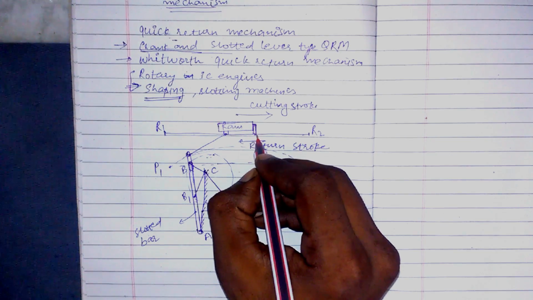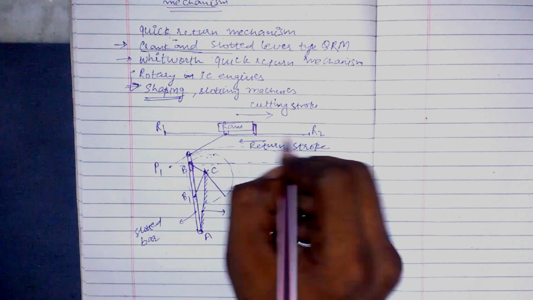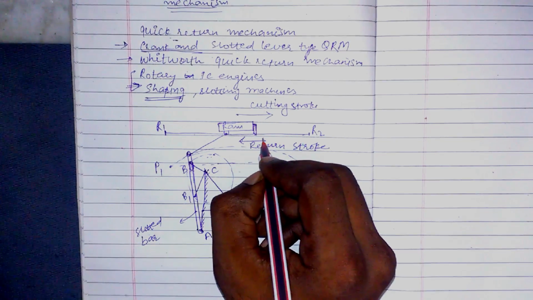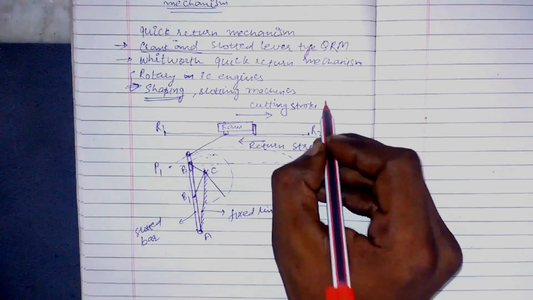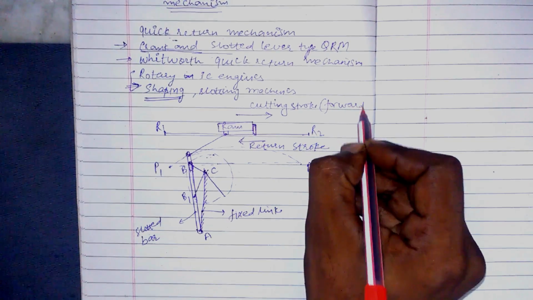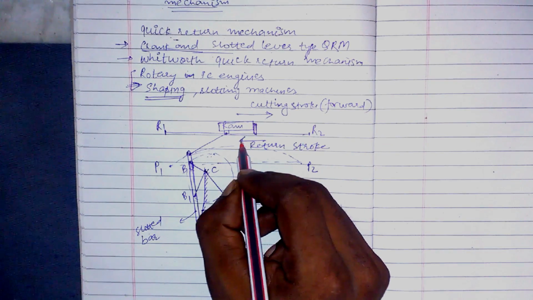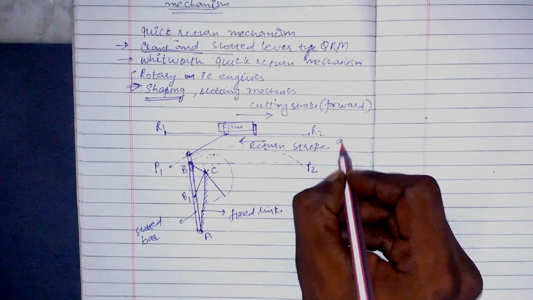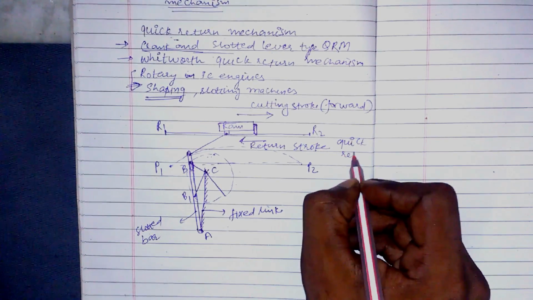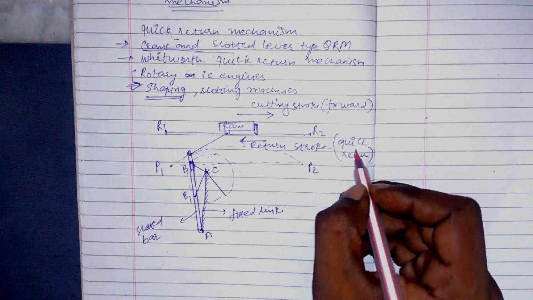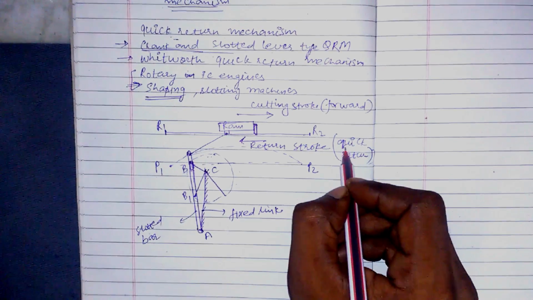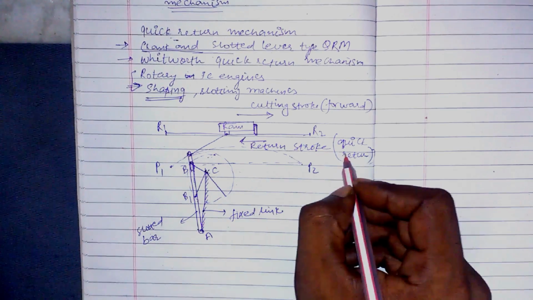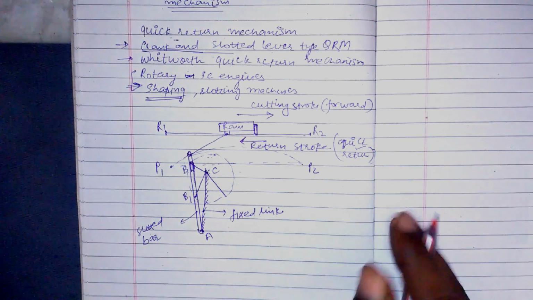So this is the tool. What happens when it moves forward? It cuts, and when it returns, it doesn't cut at that time. So the cutting stroke is the forward stroke, and the return stroke is faster than the forward stroke, so it is also called quick return. The time required for coming back to its initial position is very short. That is why it is called a quick return mechanism.